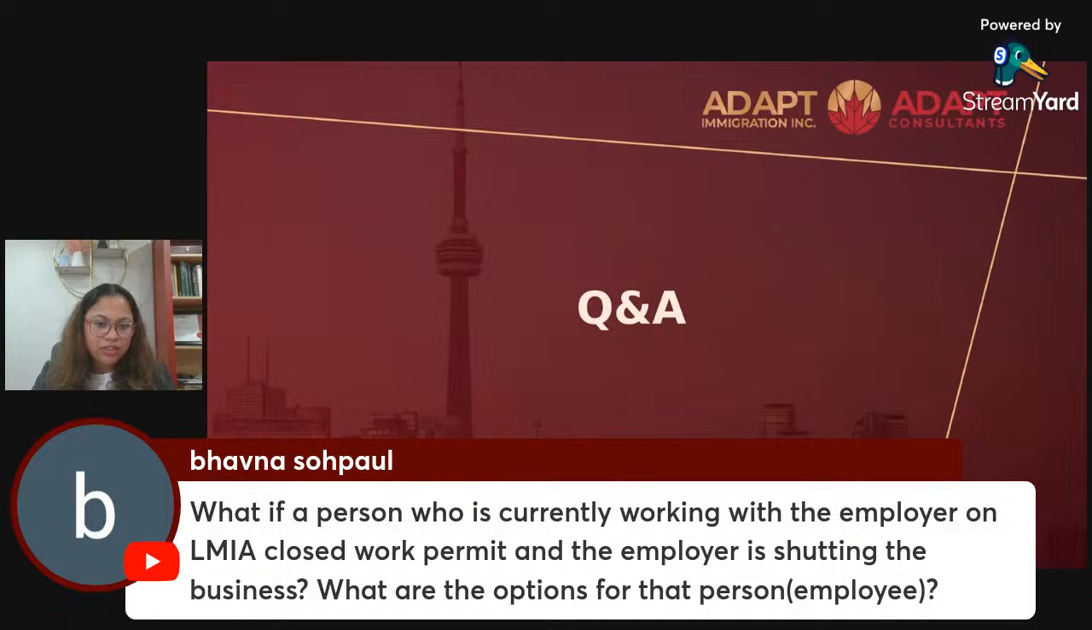What if a person who's currently working with an employer on an LMIA closed work permit and the employer is shutting down the business? What are the options for that employee? This is a good question. If the person is currently working for the employer and they are closing the company, they do need to look for new employment, unfortunately, and look at a new LMIA closed work permit.